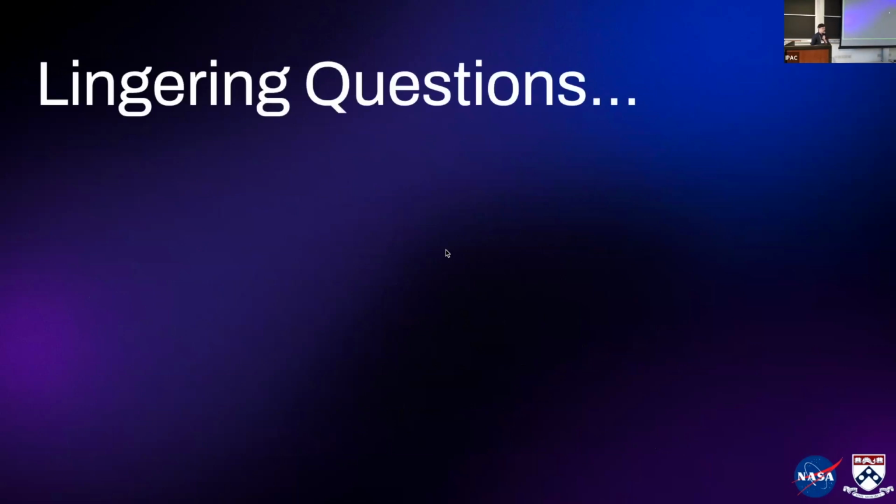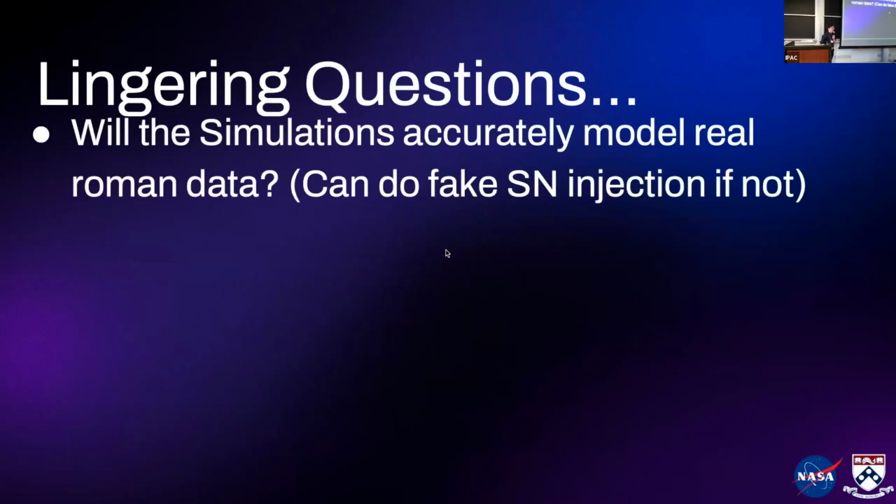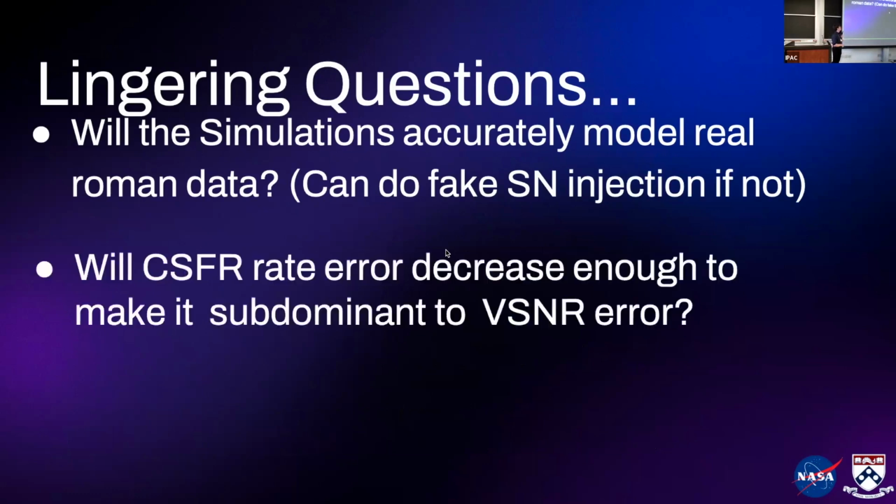But I think what's more important than conclusions is lingering questions. So, will the simulations accurately model real Roman data once we are in flight? I am pretty confident that they will because SNANA has been very good at modeling DES and SDSS data in the past. But even if it doesn't, we can always do sort of fake supernova injection, which has been done on previous surveys. 2, will the cosmic star formation rate error decrease enough to make a measurement like this viable?